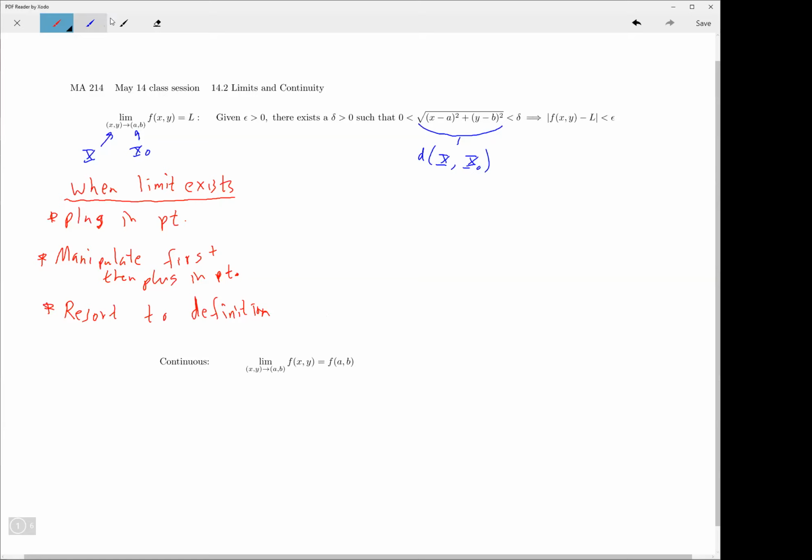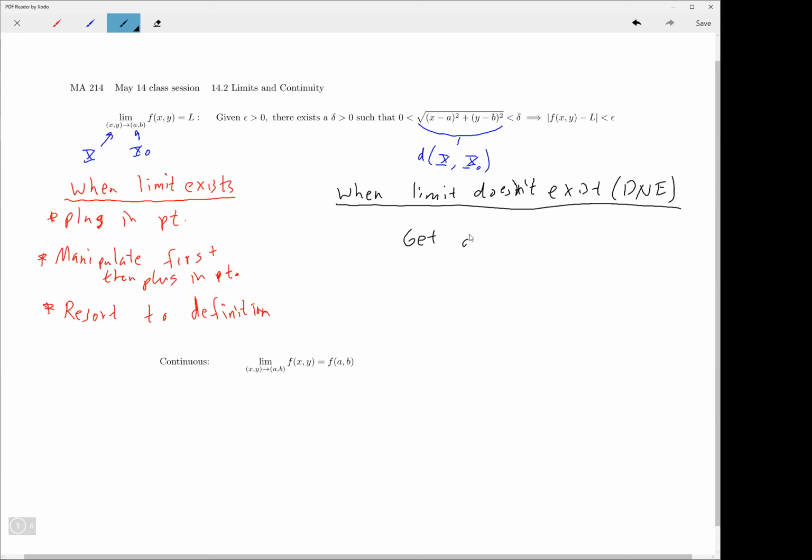Okay, now when the limit doesn't exist, so that would be the D and E answer. The way that you do that one, what typically happens there is you get different values on different paths. And that's an indication. If that happens, then the limit doesn't exist.